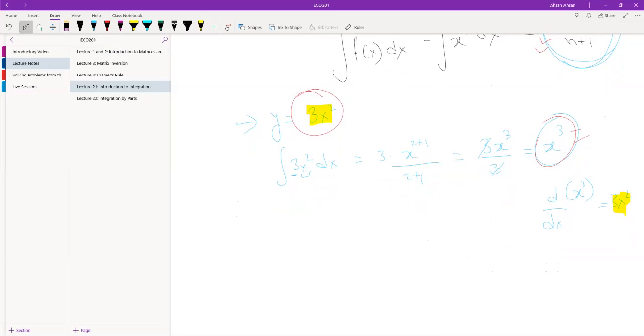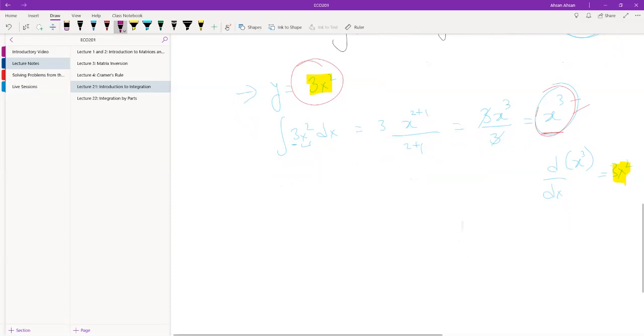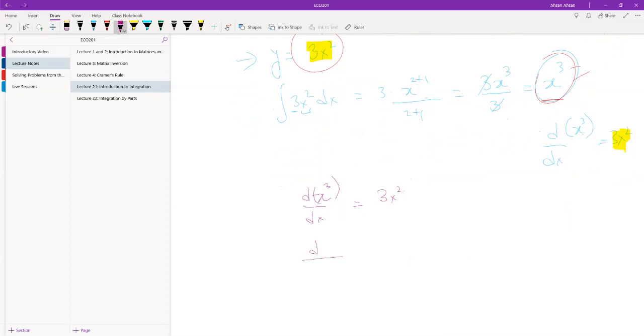One thing is that integration is not completed. This is not our answer. We still need to do one more thing, and let me show you what that is. If we differentiate x cubed, d/dx of x cubed, we get 3x squared. Simple enough. If we differentiate x cubed plus 7, what do we get? We still get 3x squared.